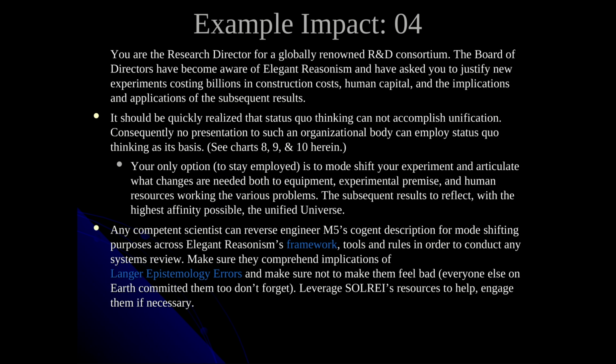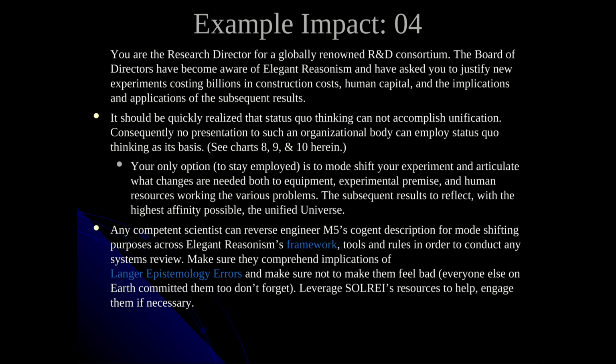The fourth example is that you might be a research director for a renowned R&D consortium, and the board of directors have become aware of elegant reasonism and have asked you to justify new experiments which cost billions in construction costs, human capital, and the implications of those subsequent results. That's when you need to get back and review those 3 process charts, understand those tools. You're going to need to mode shift your experiments, and you're going to need to articulate what changes are needed to your equipment and the experimental premise.